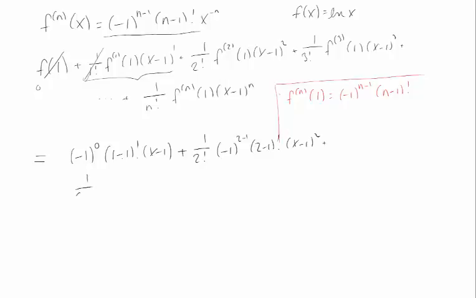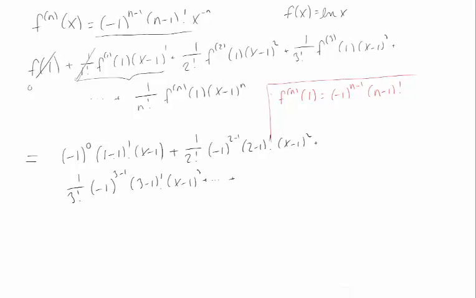For this third term, my third derivative is going to be minus 1 to the 3 minus 1 times 3 minus 1 factorial, and then I keep the x minus 1 cubed, and so on. And my last term is going to look like 1 over n factorial. The nth derivative is going to be minus 1 to the n minus 1 factorial, and that x minus 1 to the n stays. And the reason I wanted to write it out like this is to see that a lot of stuff cancels, right?